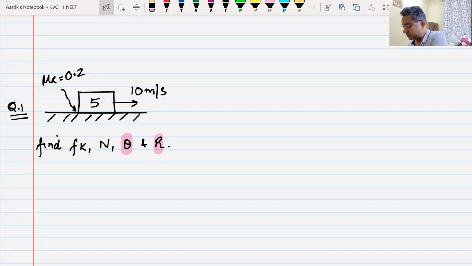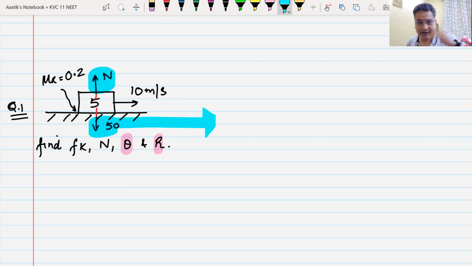Okay. So how are we supposed to do this? I need to draw the free body diagram. The weight of this block is 50 newtons. Normal reaction is like this. You must understand that this block is not going to move in the y direction. If it does not move in the y direction, I can write the equation along y-axis. It is in equilibrium along y-axis. So the equation becomes normal reaction equals 50 newtons. In the previous question also, we used to find normal reaction. Here also, we have found out the value of normal reaction.